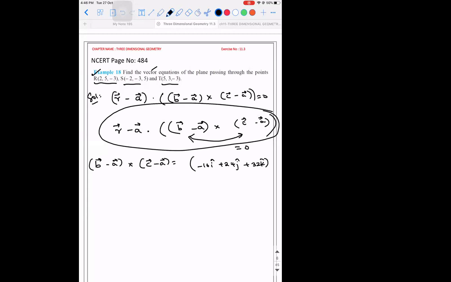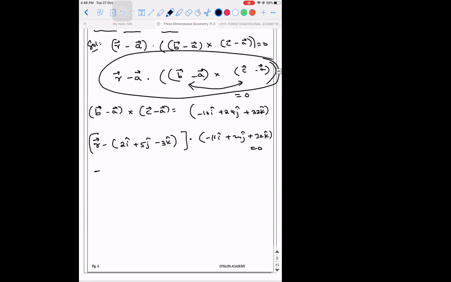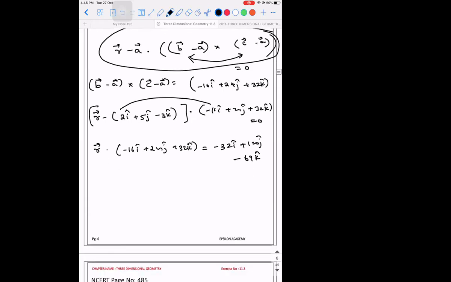Okay. Now what is R vector minus A vector? So R vector minus 2I cap plus 5J cap minus 3K cap dot minus 16I cap plus 24J cap plus 32K cap is equal to 0. So what do you get? R vector dot minus 16I cap plus 24J cap plus 32K cap is equal to minus 32I cap plus 120J cap minus 96K cap, sorry.